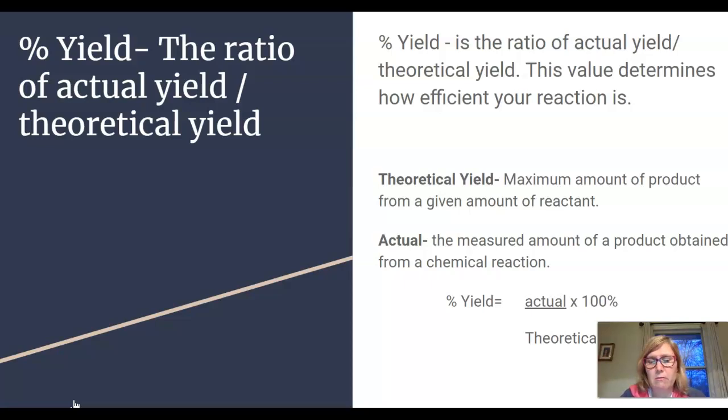You could spill some of your reactants. Some of your products you could spill, depending. There's a million things that could go wrong. Some chemical reactions are just not that efficient.